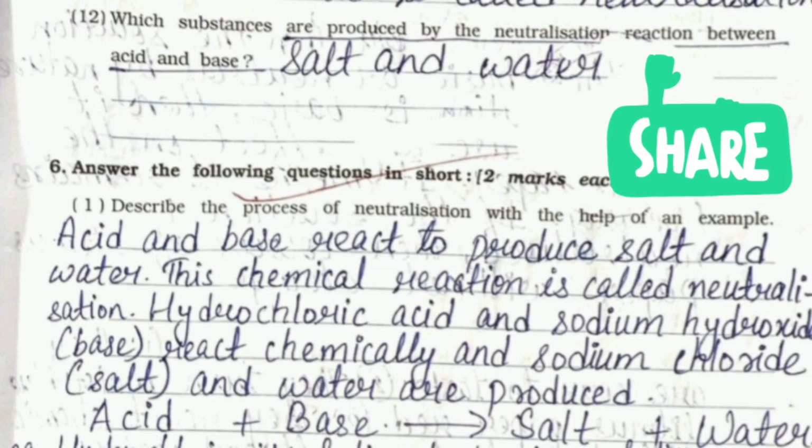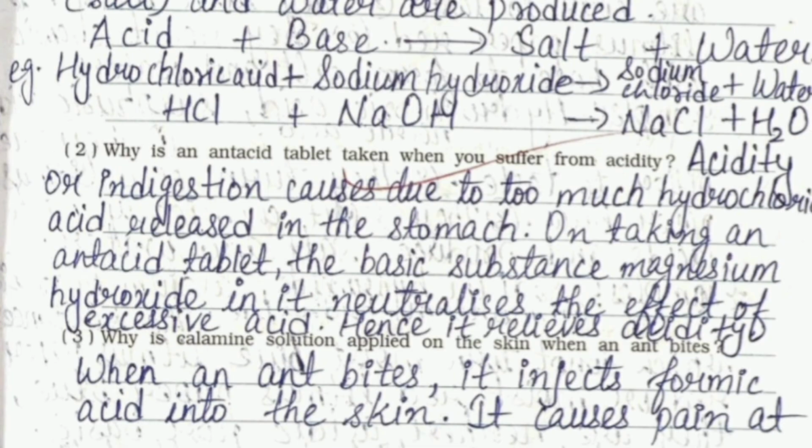Acid and base react to produce salt and water. This chemical reaction is called neutralization. Hydrochloric acid and sodium hydroxide react chemically and sodium chloride and water are produced. That is, acid plus base gives salt plus water. You can see the example.